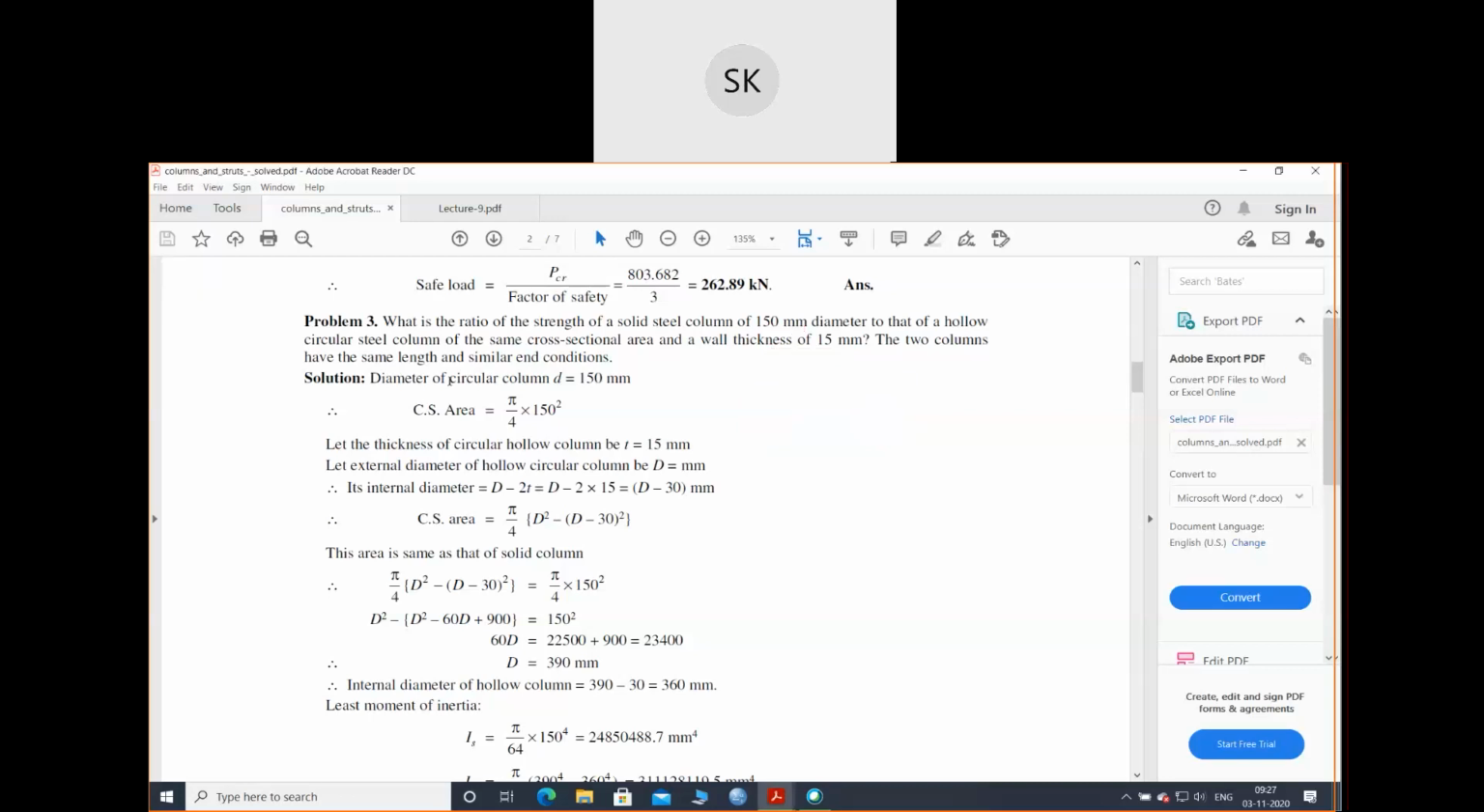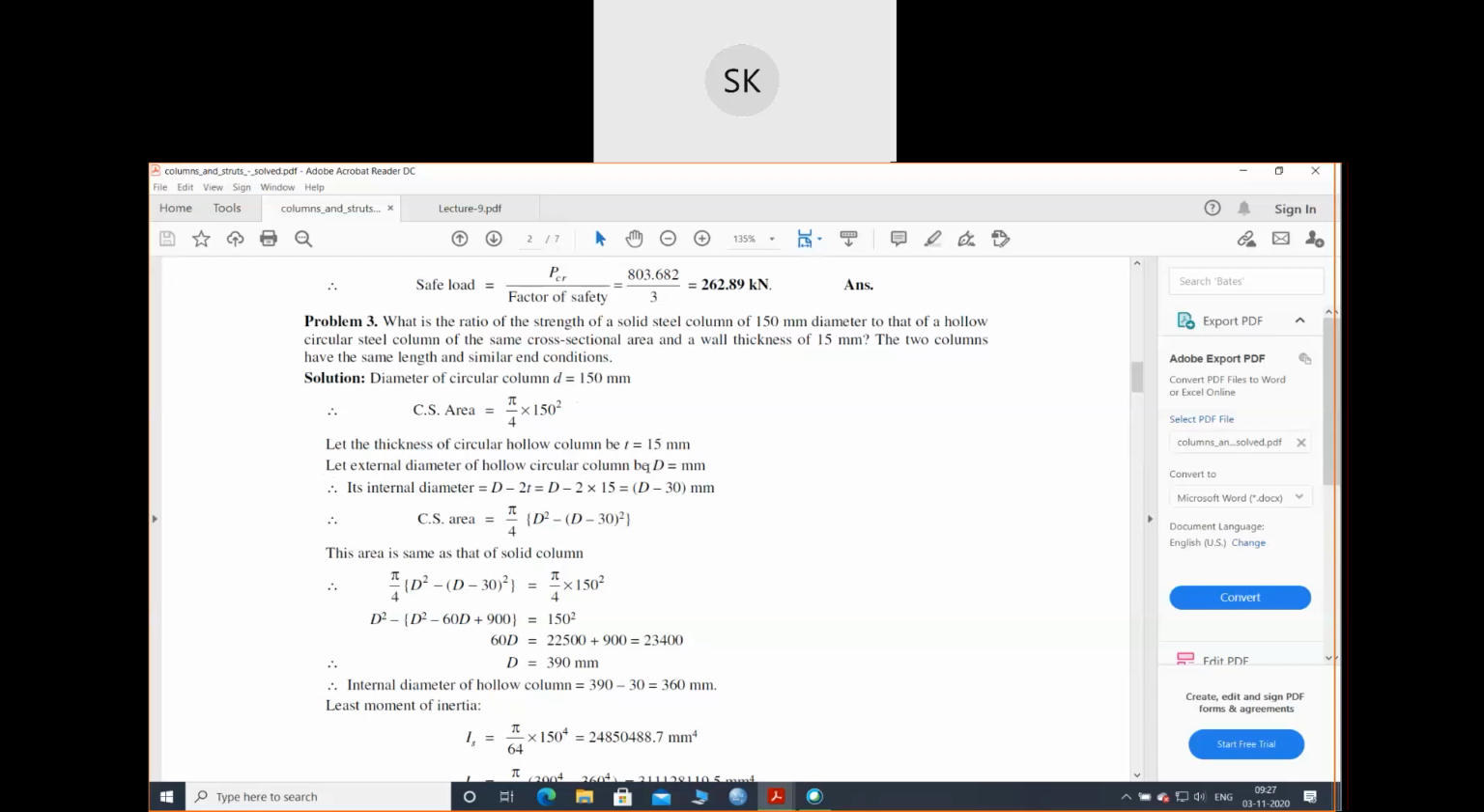Let's see what the givens are first. The diameter of the circular column is given as 150 mm. You can find the cross-sectional area as pi by 4 d square. Next, let the thickness of the circular column be t equals 15 mm.